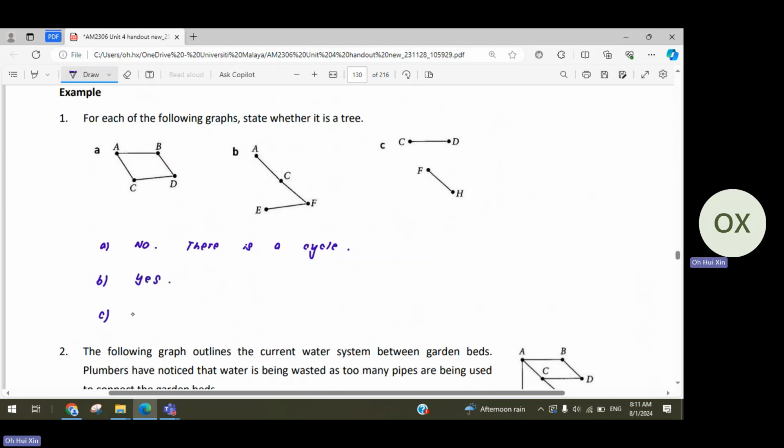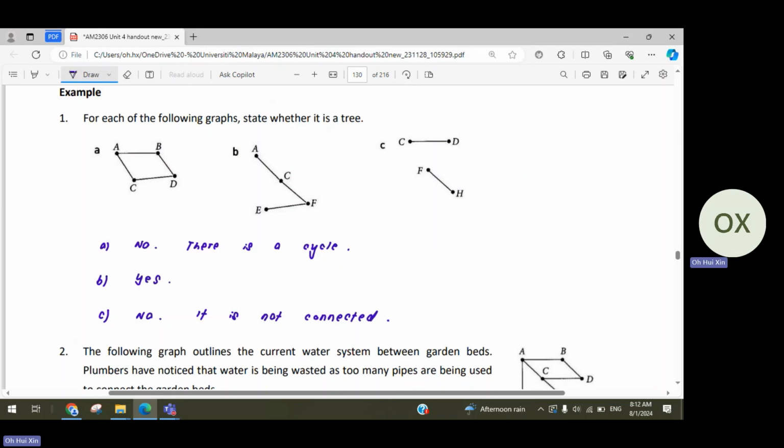Part C. For this type of graph, there's no cycle, but you realize that the graph is not connected, which means that, for example, you won't be able to find a path between C and H. For a connected graph, you must make sure that there's a path between any pair of vertices. So the answer here is no, because it is not connected. That's basically question 1.